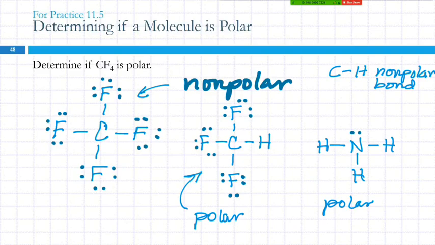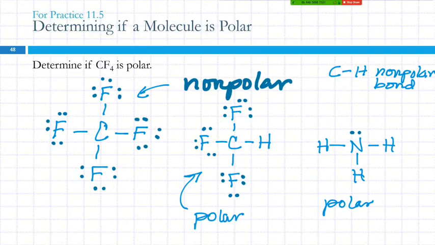Anybody have any questions about that? Because identifying polar and nonpolar molecules is pretty important. I have a question. It says if it's two of the same, that it would be nonpolar, but is that true even if the molecule is bent?